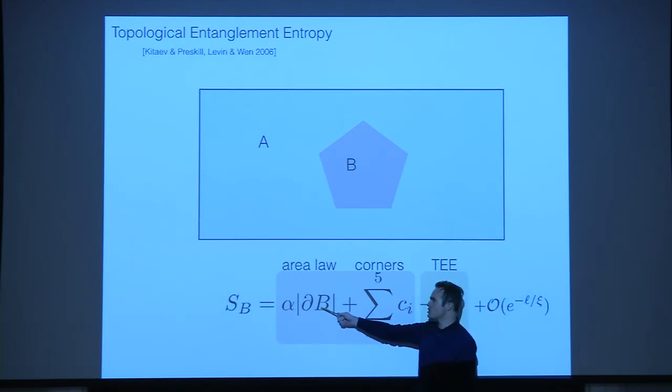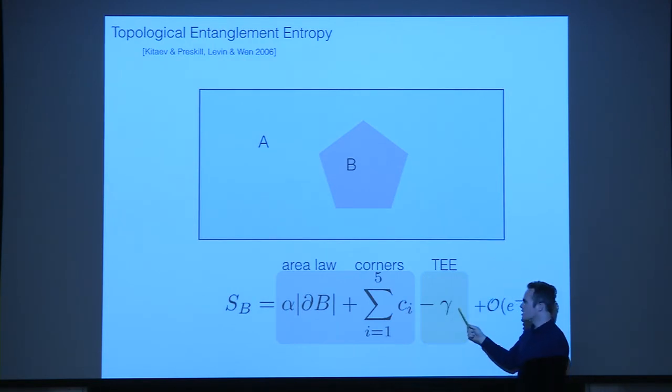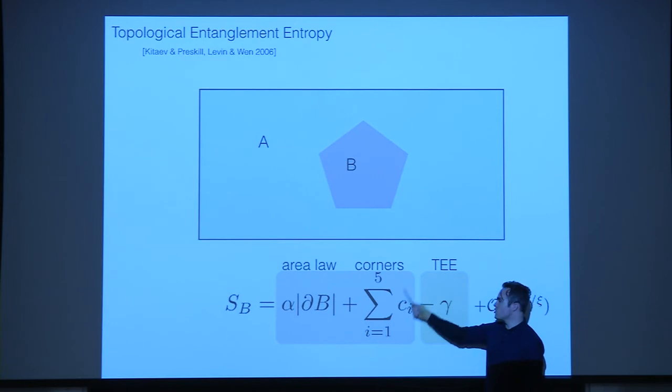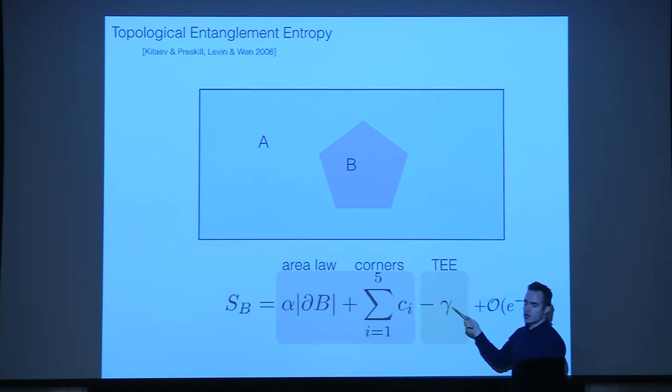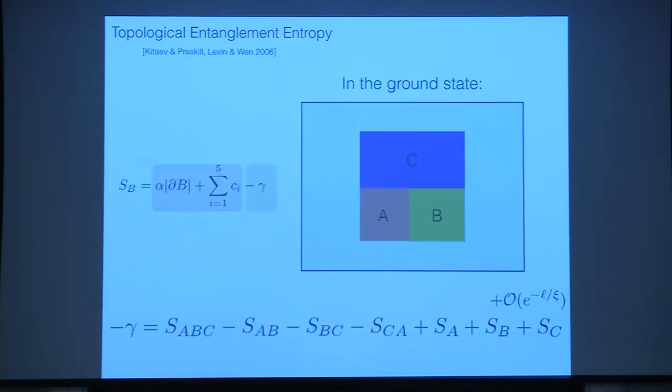So what we imagine is that the total entanglement is a sum of 3 terms. There's a part which goes as the perimeter, so this is the area law. But then each corner can contribute some completely non-universal amount C_i. And then there's a part we're interested in, which is the universal part, gamma. So the question is, how do you cancel out this constant in order to only extract the gamma part? This is where the ABC construction comes into play.